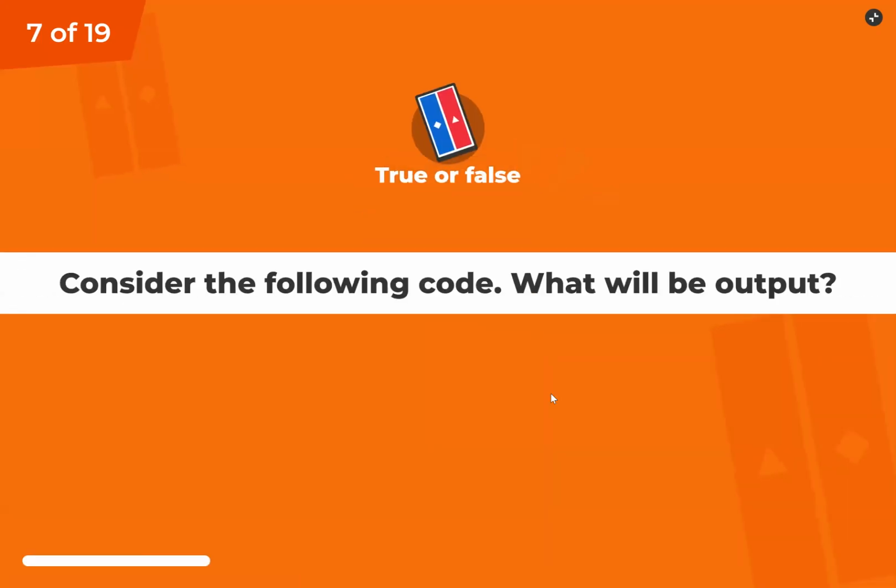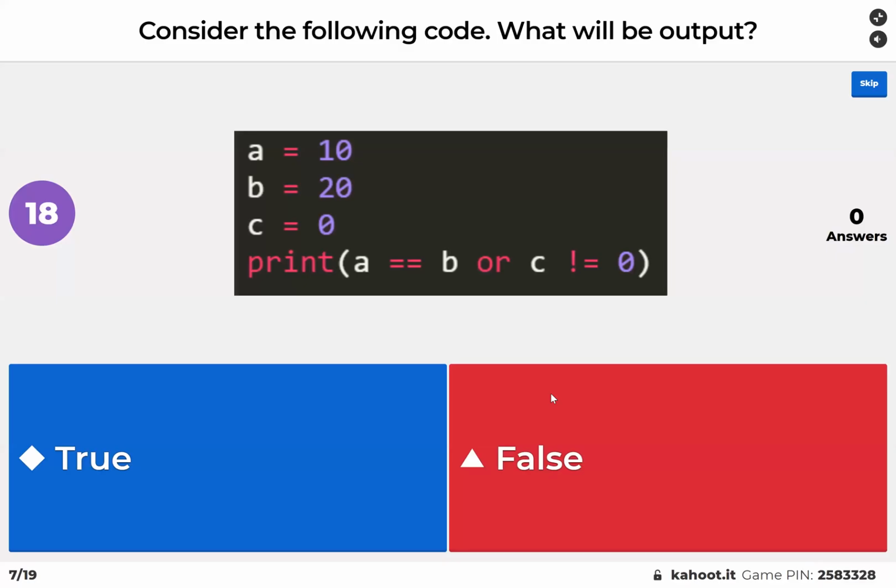All right, and that's all been warm up for this. A equals 10, B equals 20, C equals 0. Print A equals B, or C does not equal 0. Is that true or false?